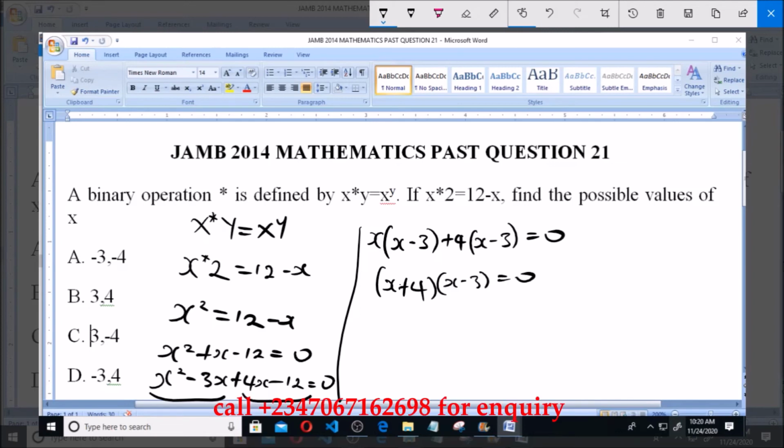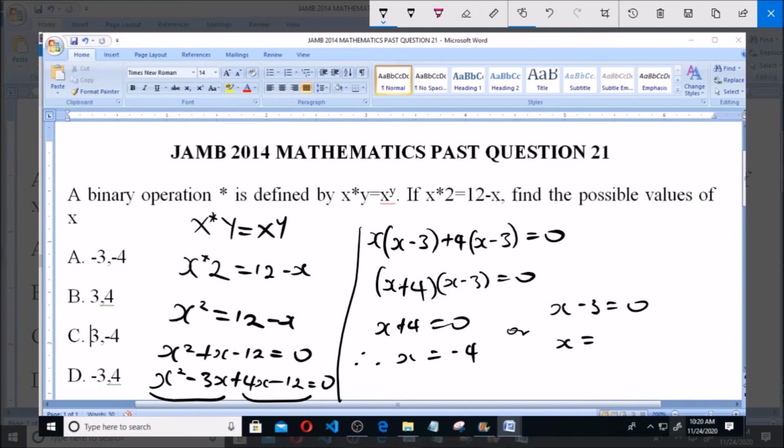Now from here we can get the positive value of x. Using the first, we have x plus 4 equal to 0. Therefore, x is equal to minus 4, or x minus 3 equal to 0. So x is equal to 3. So the positive value of x is 3, minus 4. And that is option C.